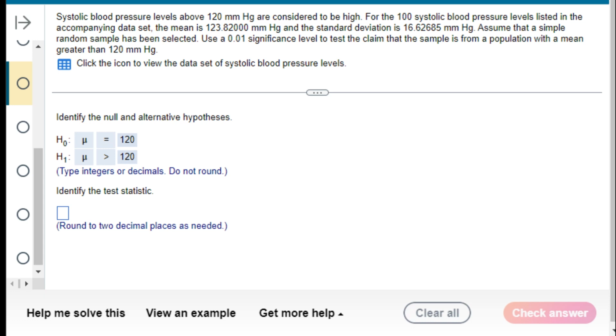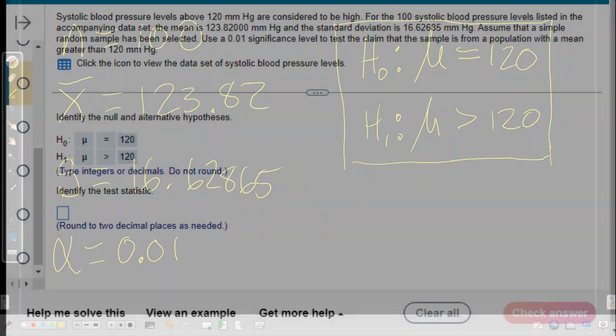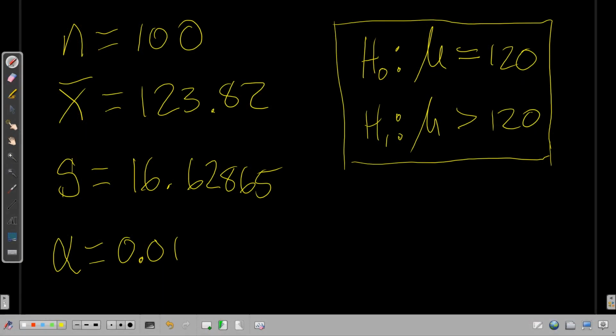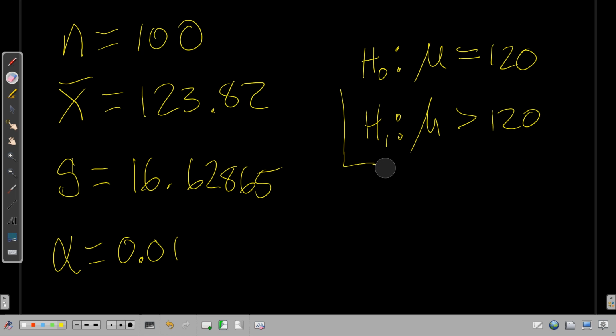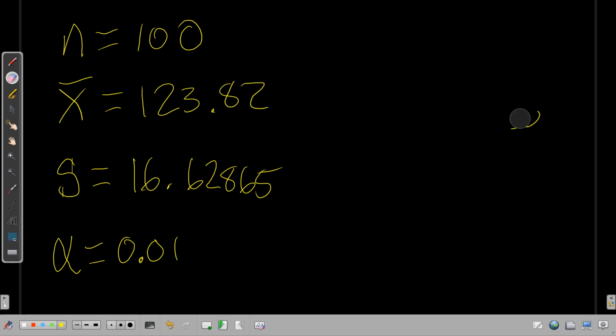Now they want the test statistic. So I'm going to do this in 2 ways. I'm going to do it with the formula, because you need to know how to do it with the formula. And then I'm going to do it with StatCrunch, because in the future you will probably end up using technology anyways. But just like they got calculators, doesn't mean we don't need to know how to add stuff together by hand.